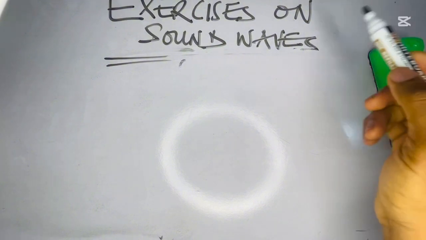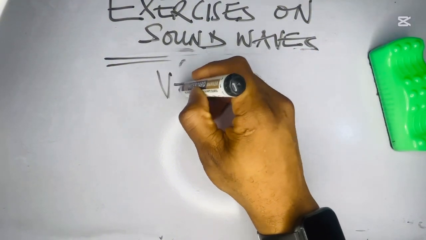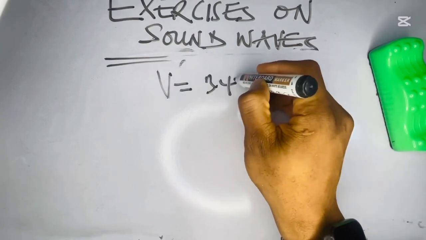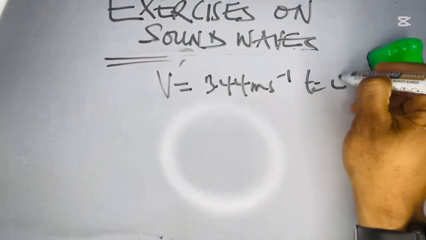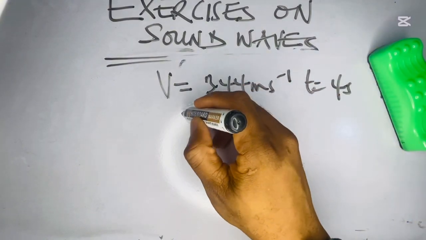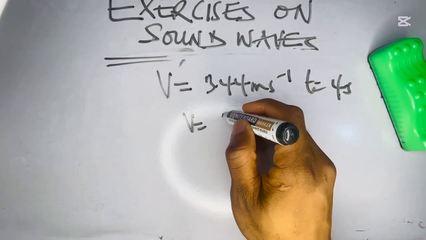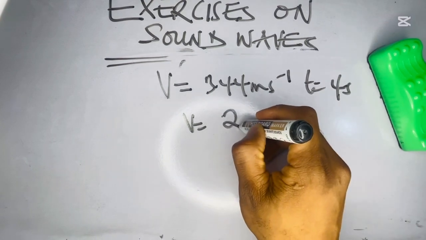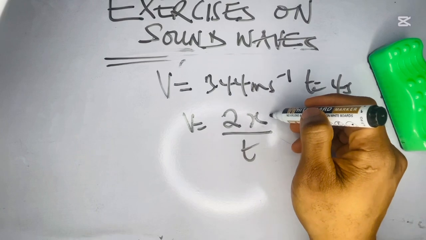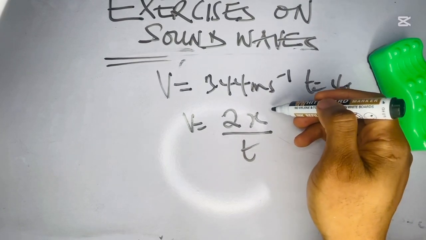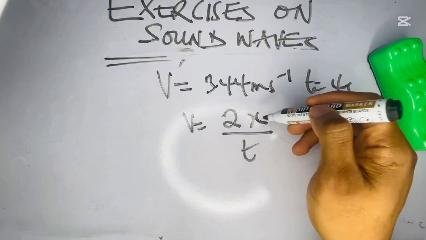So now let's list our parameters. In this question, we are given just two parameters. V equals 3.44 meters per second, and T equals 4 seconds. Remember this other formula, that V is equal to 2x all over t. This x can also be a different unknown, basically, you can use it for any unknown, especially when it comes to depth.